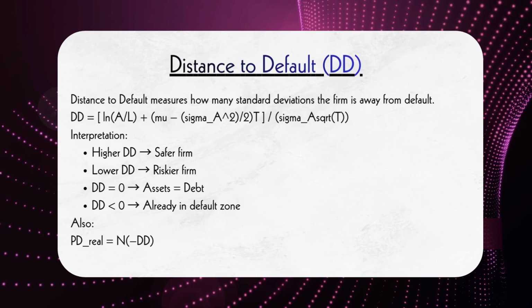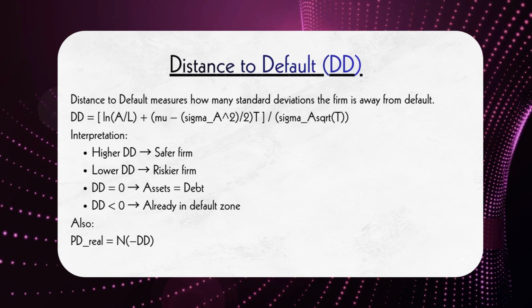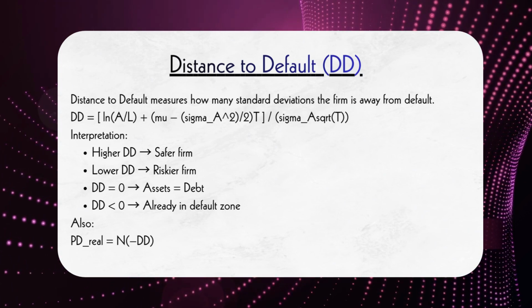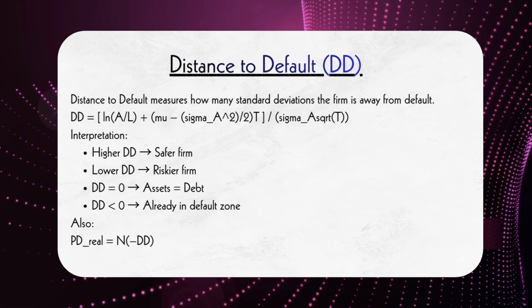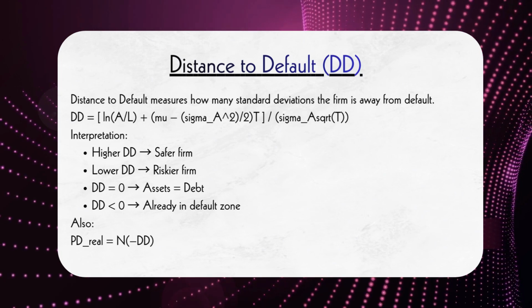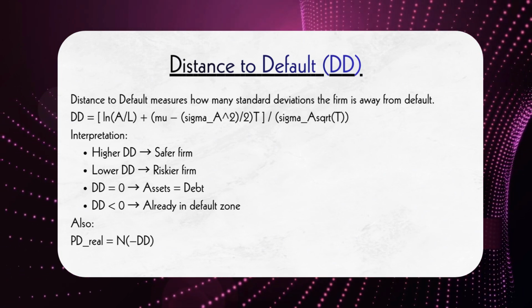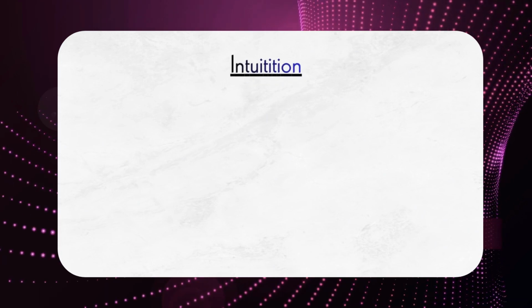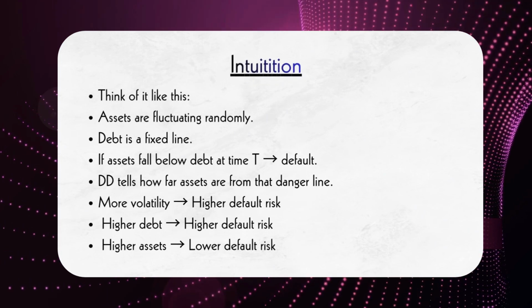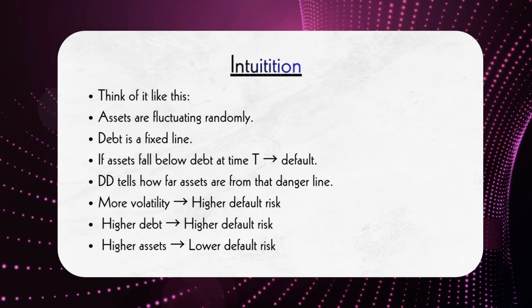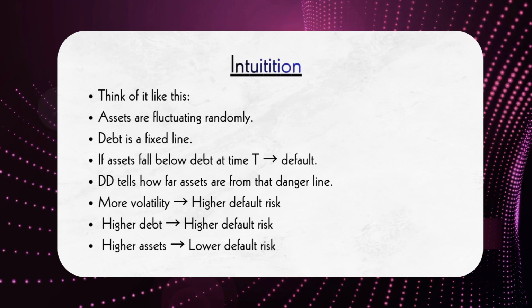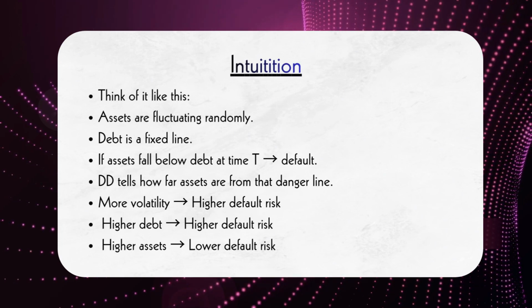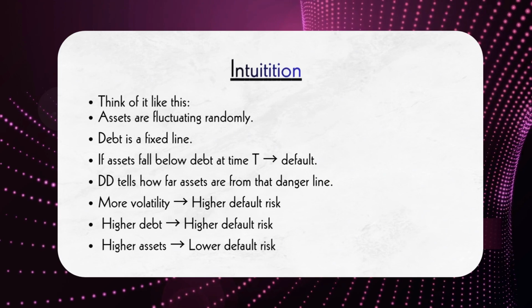A higher distance to default means the firm is safer, a lower value means the firm is riskier, 0 means assets equal debt, and a negative value means the firm is in the default region. The real-world probability of default is simply N(−distance to default). Intuitively, assets move randomly over time while debt is fixed. If assets fall below debt at maturity, default occurs. Higher volatility increases default risk, higher debt increases risk, and higher asset value reduces risk.